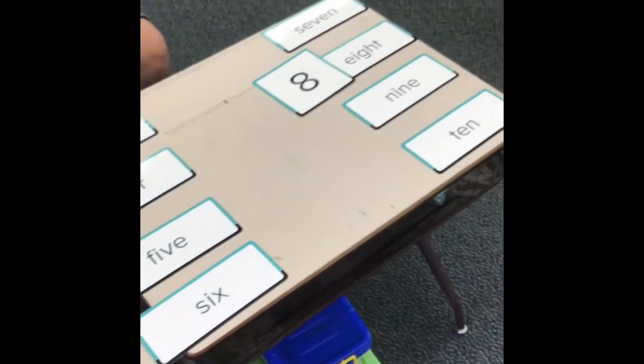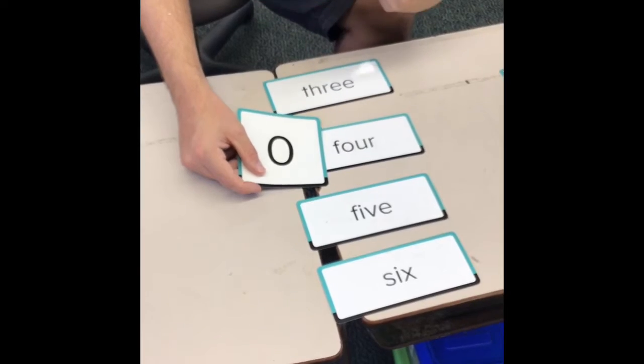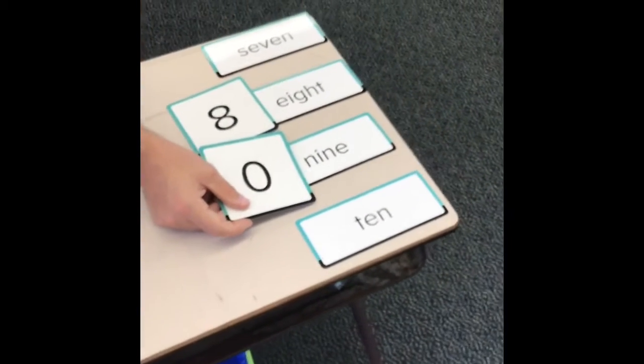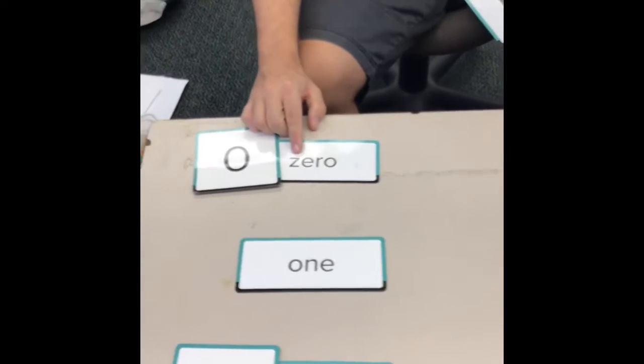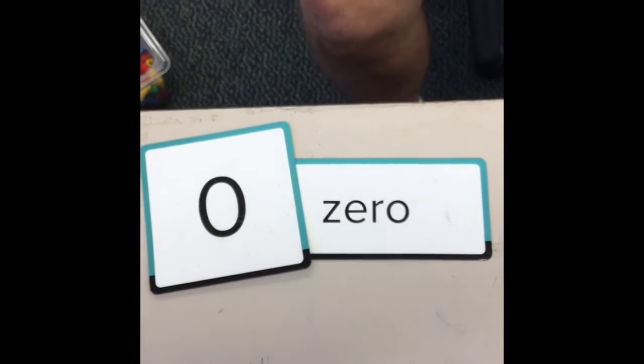So I'm going to find the Z. Which one of these has a Z? Does this have a Z in it? No, no way, that can't be 0. Does this have a Z in it right here? No, that's an N. It says N. So I'm going to look around and I'm going to find the Z right there to put the 0 with.